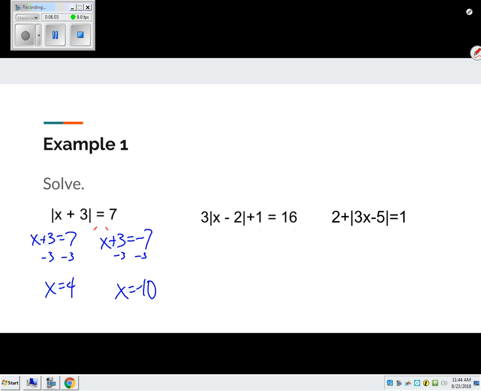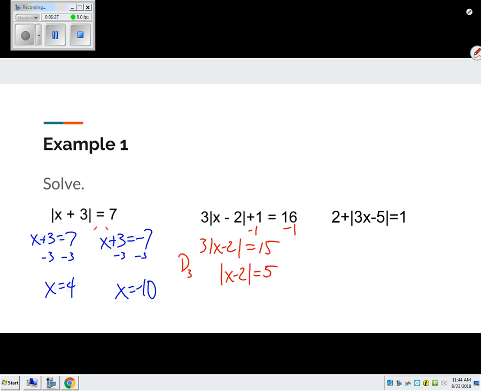Now, this middle one right here, it's not solved for the absolute value. We have other stuff going on. So I'm going to need to do the opposite on these in order to get it by itself. It's still not by itself. I need to divide both sides by 3. So that's going to tell me the absolute value of x minus 2 is equal to 5.